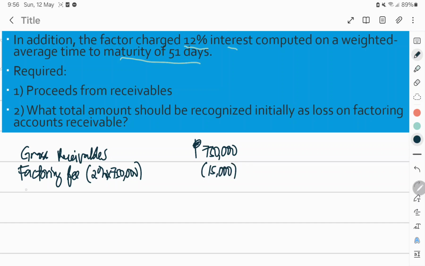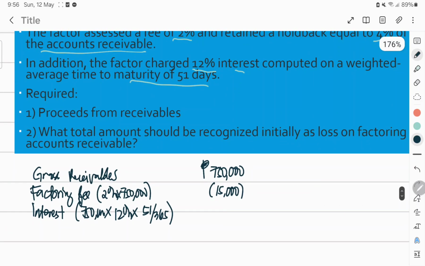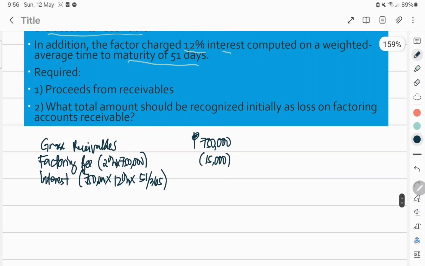And then, we will also deduct interest, okay, of 750,000 times 12%, and then times 51 over 365. So, saan kinuha yun? Kinopya ko lang yun. 51 over 365. So, that's 750 times 0.12 times 51 by 365. So, you'll get 12,575. Round up na lang tayo to nearest whole number.